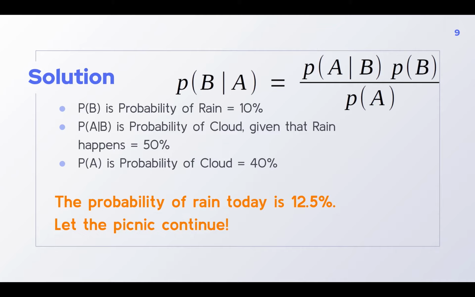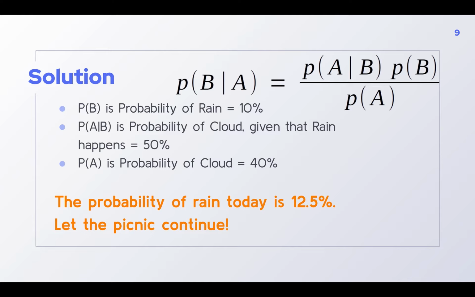The probability of cloud when it's raining is 50%. So put 0.5 there at the top, and then the probability of any cloud is 0.4. If you run that through, you end up with the probability of rain today being 12.5%, because there's still some days where it clears up. Although half of cloudy days end up rainy, it doesn't rain that much overall, only 10%.